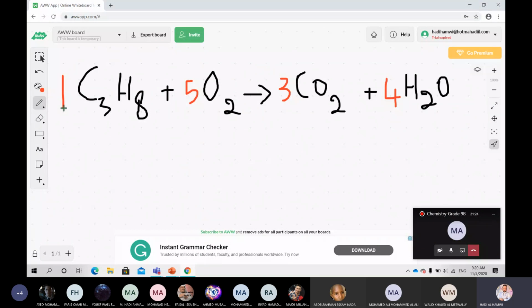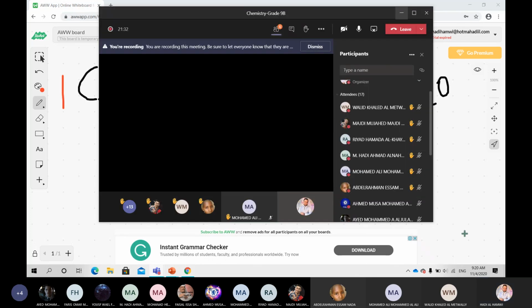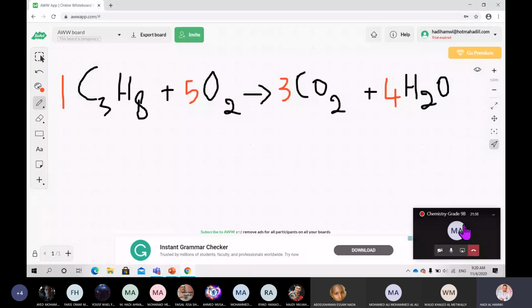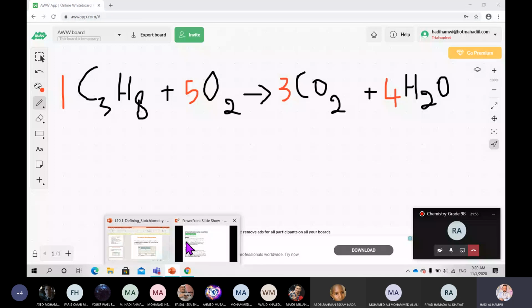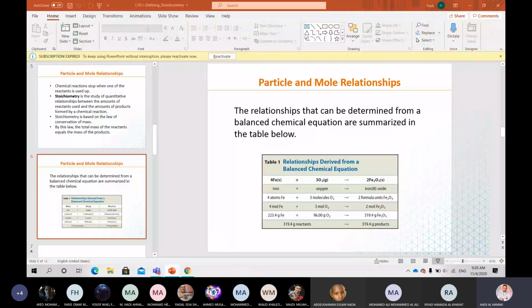For sure. Now I want to derive the relationship. What is the relationship? Who can tell me the relationship? Riyadh. Yes, mister. Tell me the relationship according to the moles, the number of moles. I don't know, mister. I don't understand. No, it's easy like this one. Look here, for example, 4 moles of iron with 3 moles of oxygen give 2 moles of iron oxide.